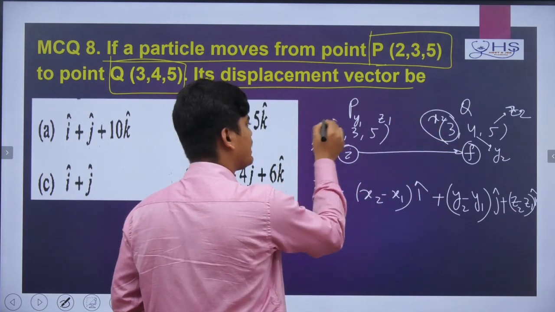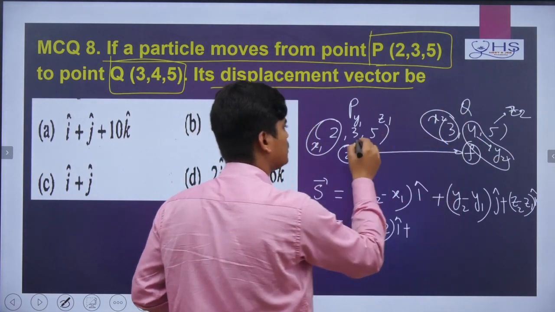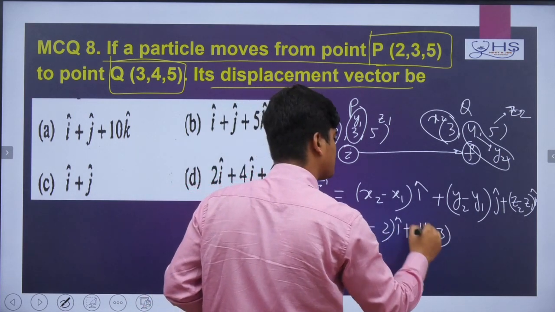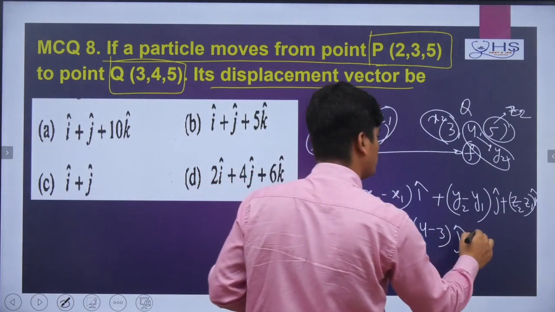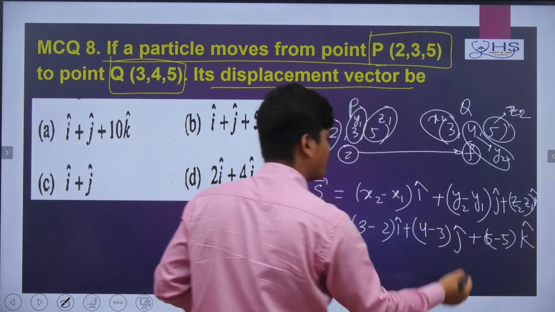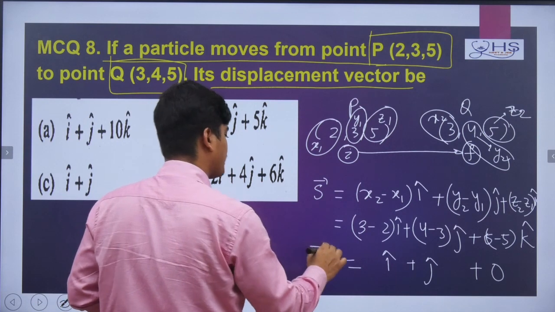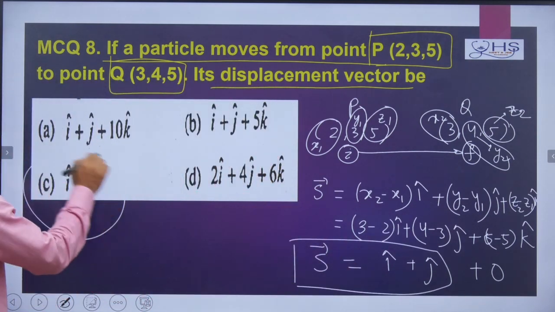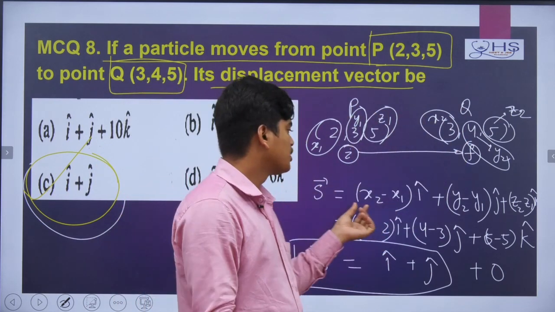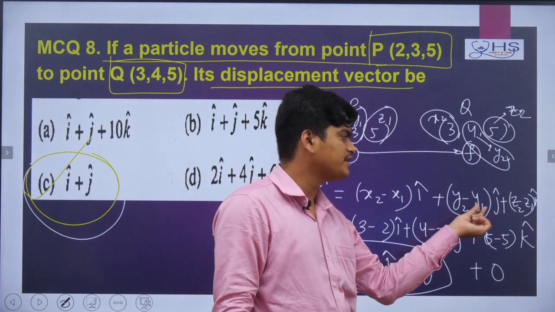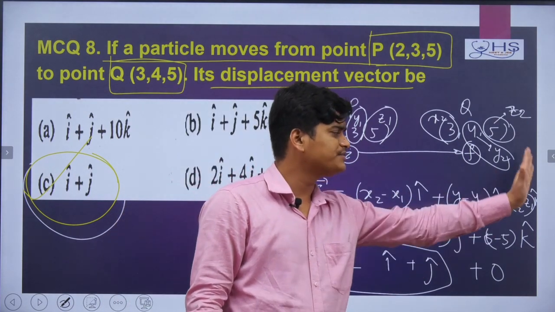Now x2 is 3 and x1 is 2, so 3 minus 2 i cap. Then y2 is 4 and y1 is 3, so 4 minus 3 j cap. Then z2 is 5 and z1 is also 5, so 5 minus 5 k cap, which is 0. So the displacement vector comes out as i cap plus j cap, and option C is correct. Simple thing only. Remember, when the initial and final points are given, you take x final minus x initial for i cap, y final minus y initial for j cap, and z final minus z initial for k cap, because you are finding it vectorially.